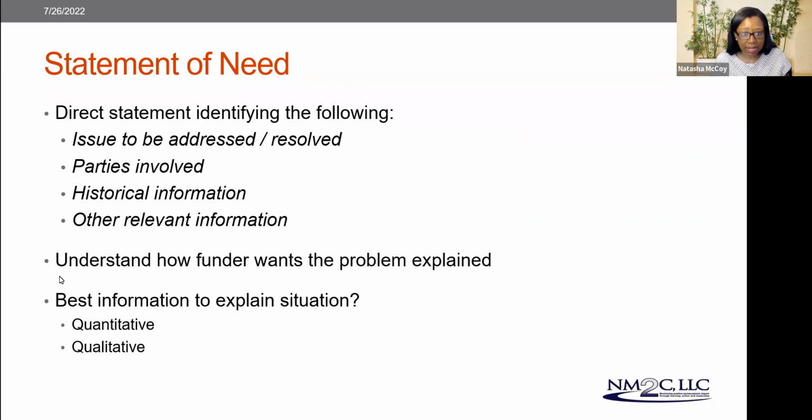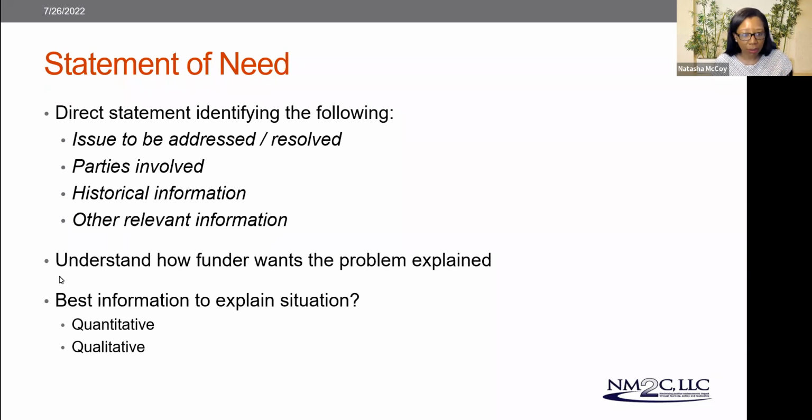Again, the statement of need, it's a direct statement identifying the issue to be addressed, what needs to be resolved. There's a problem, there's something that needs to be addressed, that without those funds, we can't do it. We need your help. This is where you really lay it on thick. Let them know there's a problem, we need your help. Talk about the parties involved in the situation. Let them know there's a family whose cupboards are empty. We need your help to fill their cupboards.